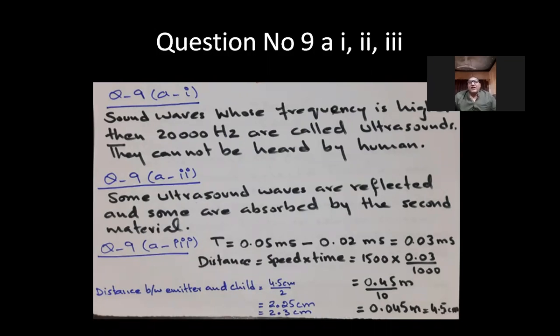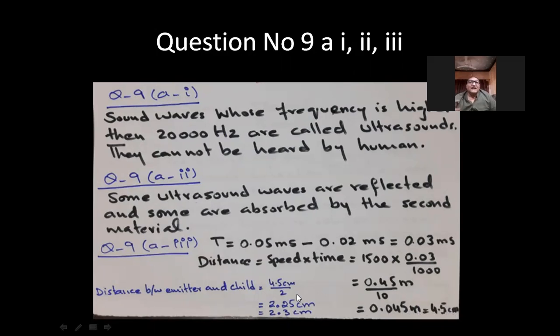So T, the time taken for the ultrasound to come back, is 0.03 millisecond. So the distance is equal to speed multiplied by time. Here you can see speed multiplied by time. So it will be 1500 meters per second multiplied by 0.03 divided by 1000. So it will be 0.45 divided by 10. I'm just doing the calculation. So the final answer will be 0.045 meter. If you convert it into centimeter, it will be 4.5 centimeter.